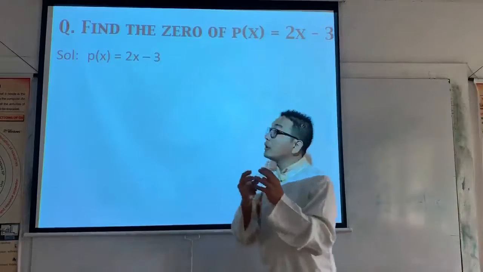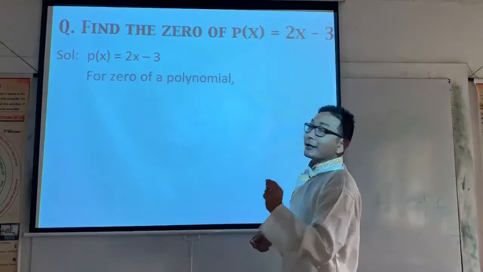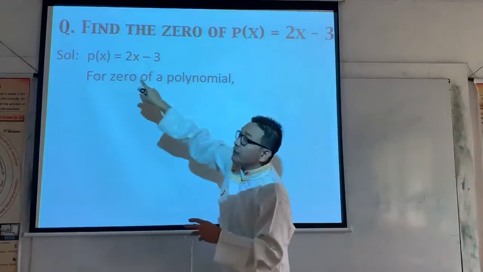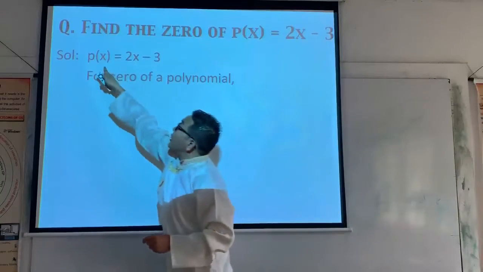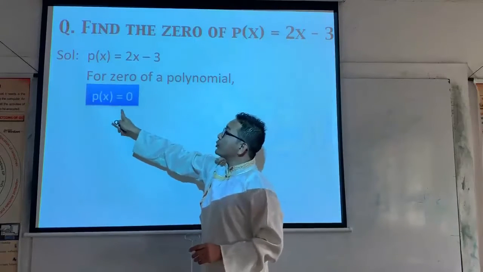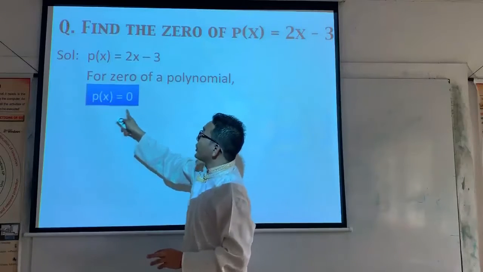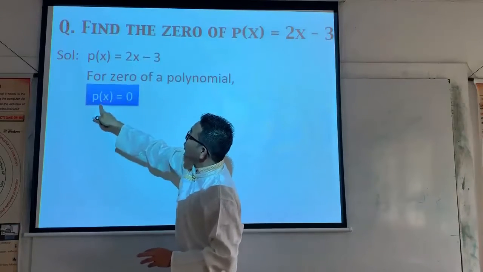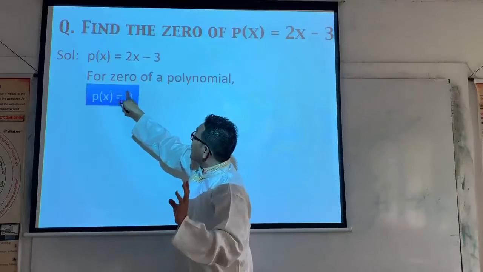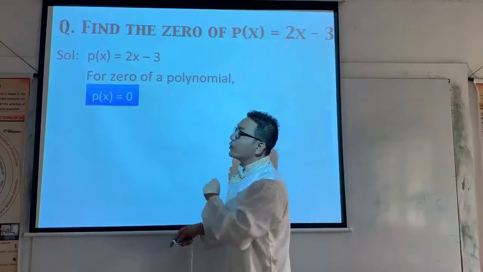So the zero of a polynomial is the value of x for which the polynomial's value becomes 0. The zero of the polynomial is the value that makes the polynomial equal to 0.